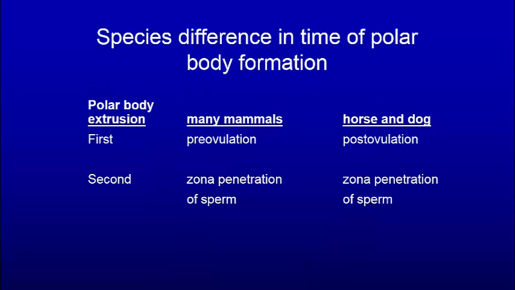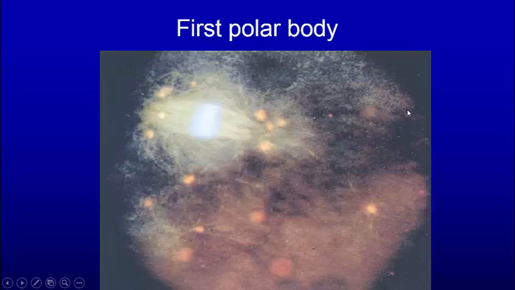And so, species differences in polar body formation. The first polar body occurs pre-ovulation in many mammals, sometimes post-ovulation. In both cases, you have to be fertilized to get the second polar body popped out. In many of these mammals the first polar body has already occurred, so you actually ovulate secondary oocytes. In contrast, in others you would have primary oocytes.